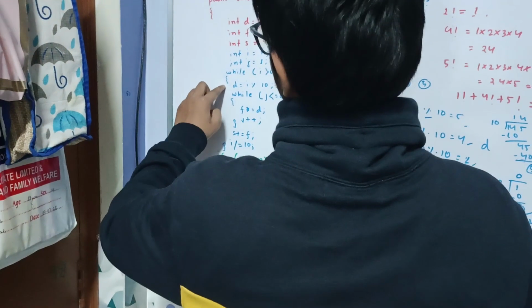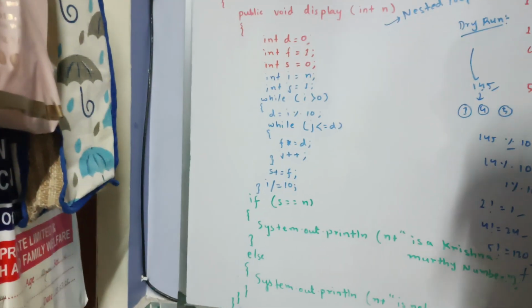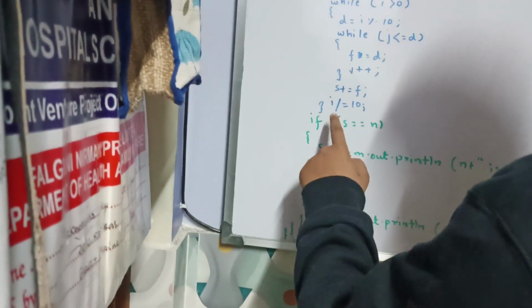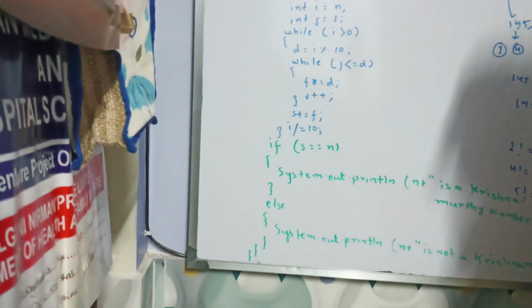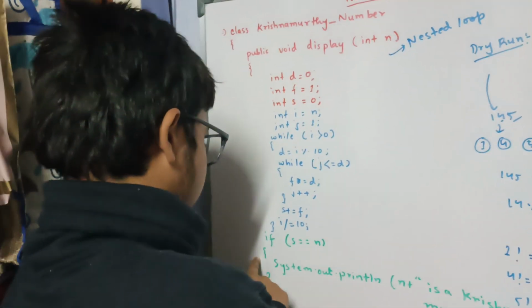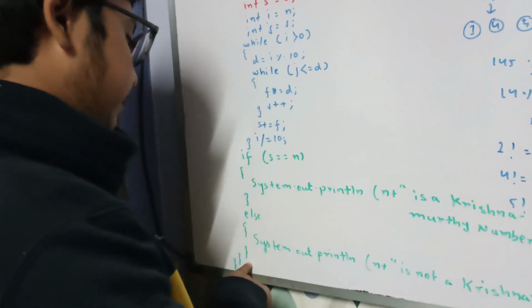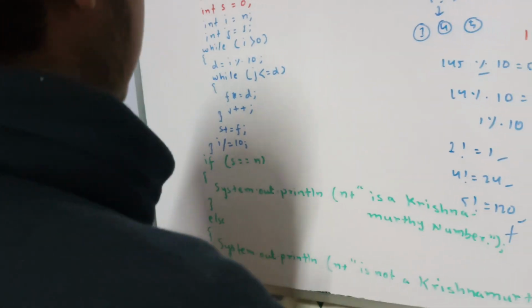Just check. 1 2 3 4 5 6 brackets started. 1 2 3 4 5, 4 5 6. Okay, 6 brackets ended. Let's check another time. 1 2 3 4 5 6 brackets of starting, 1 2 3 4 5 6 brackets of ending.